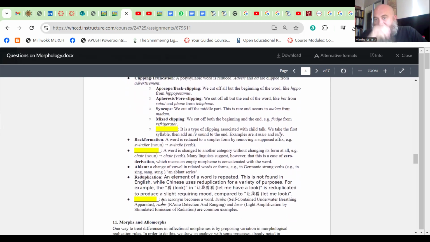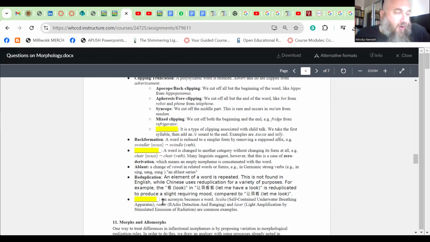I don't know why they associate it with child talk necessarily. Sometimes it's child talk, sometimes it's not. Other definitions don't say that. That's just what Wikipedia said. Back formation, we'll cover that later.